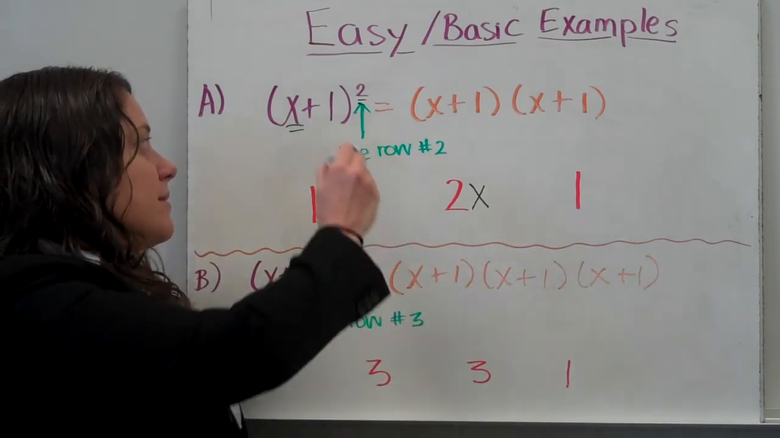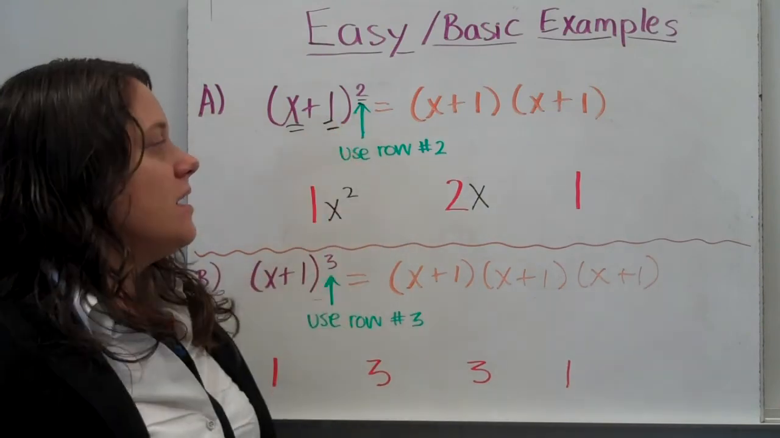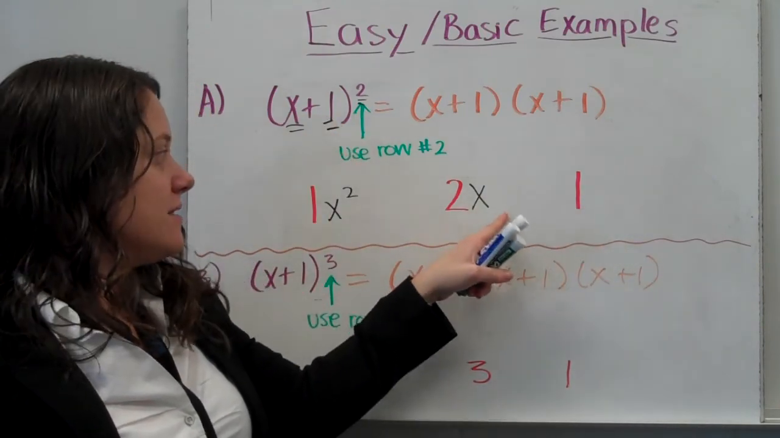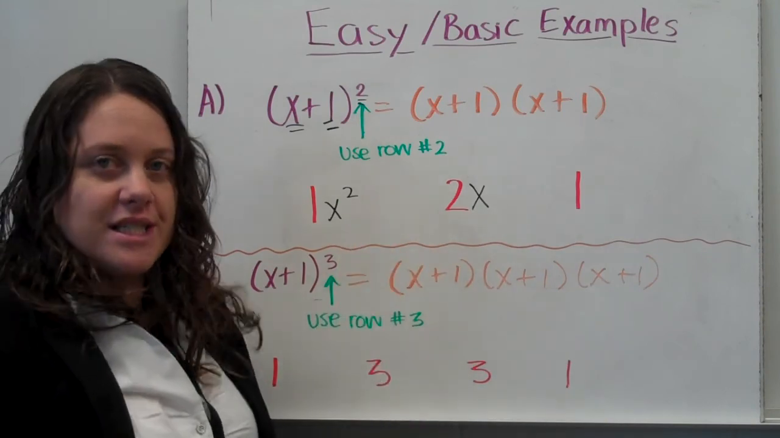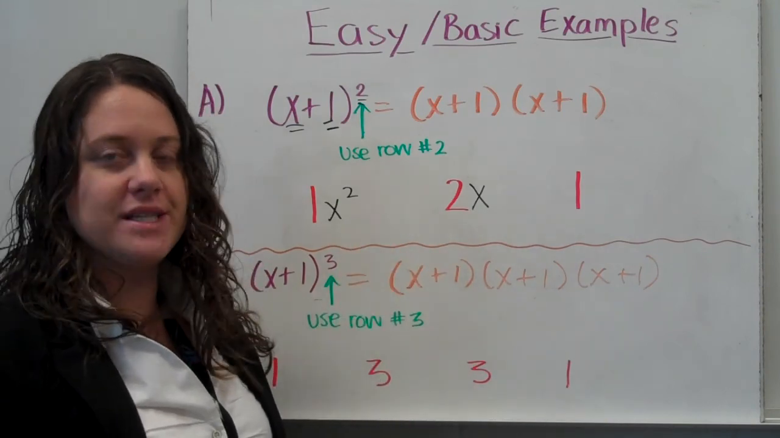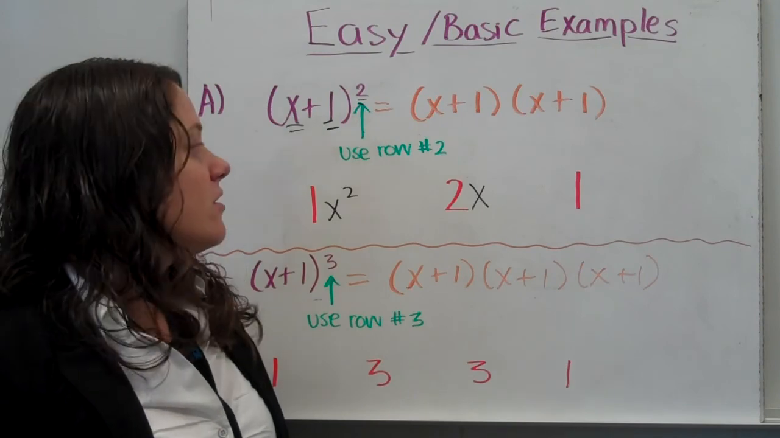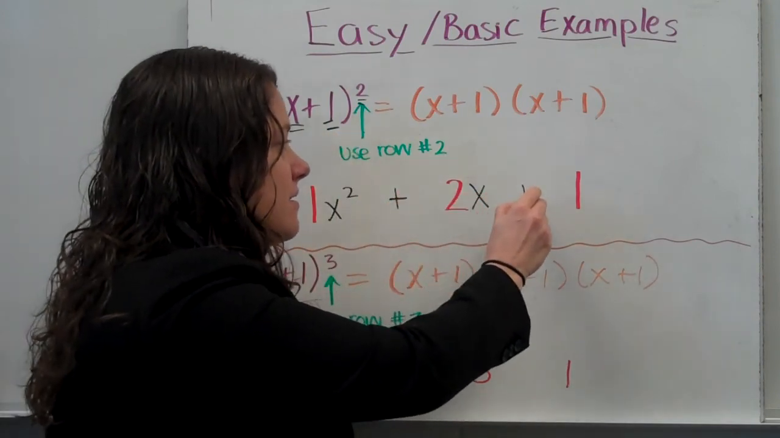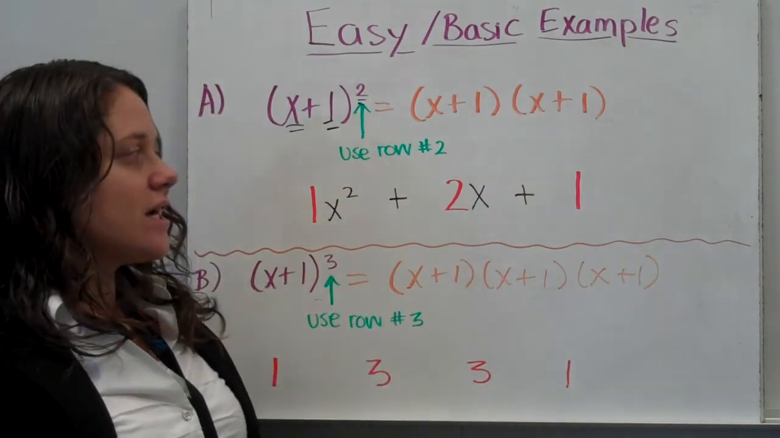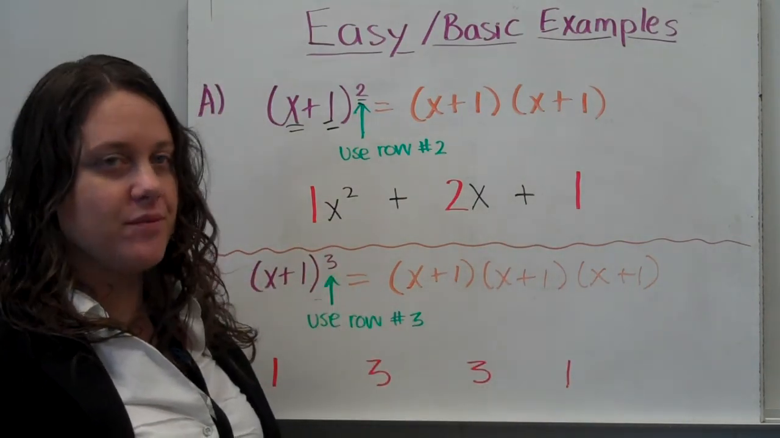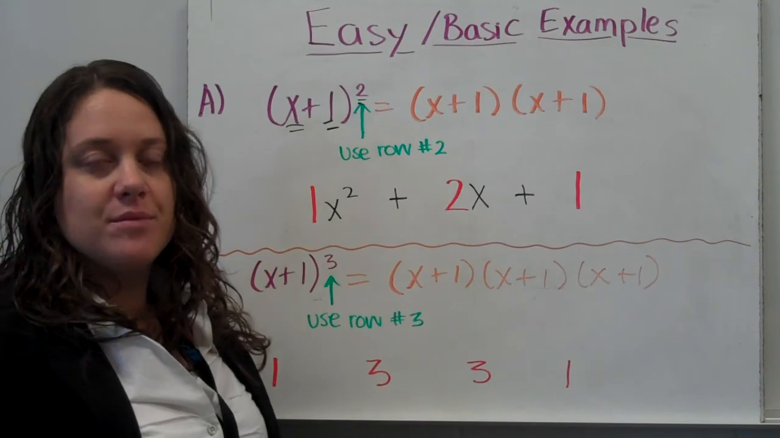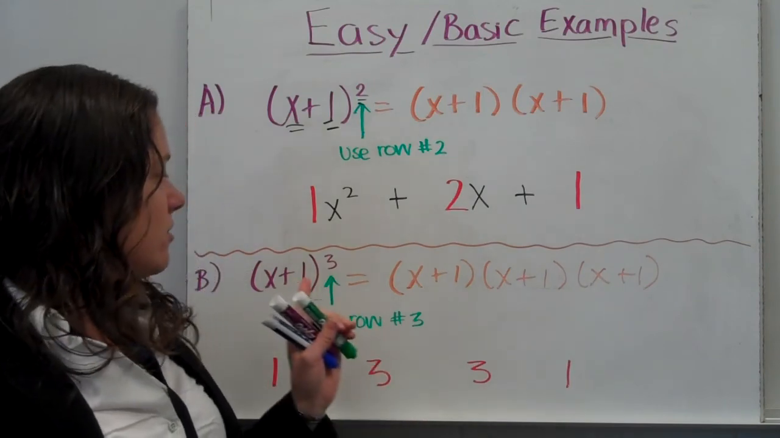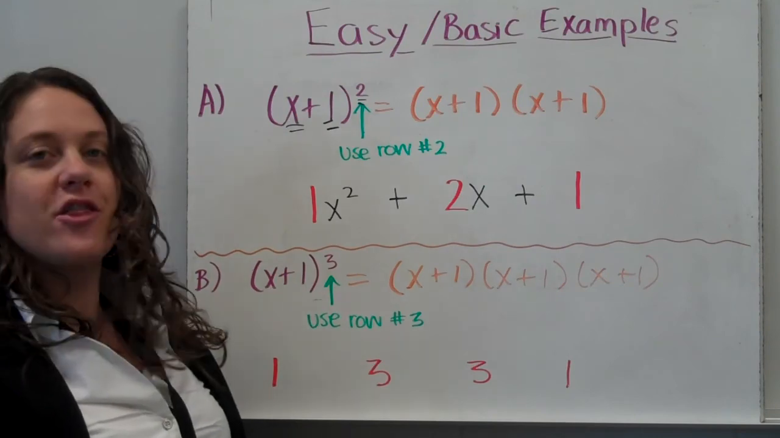Then I take this number, and it would be 1 squared, 1, and then 1 to the 0. But since it's 1, 1 raised to every power is still 1, so I don't actually need that. So since it's a plus, I just put my plus signs in, and then I would have x squared plus 2x plus 1. And we know we don't really need that 1, but we just put it there so we know it's there. Alright, so let's try it with x plus 1 raised to the 3rd power.